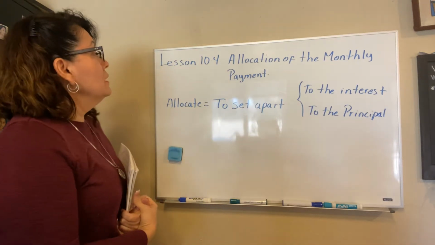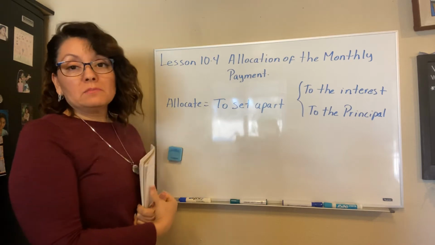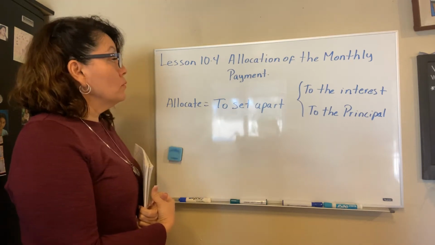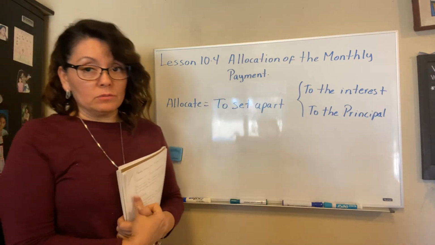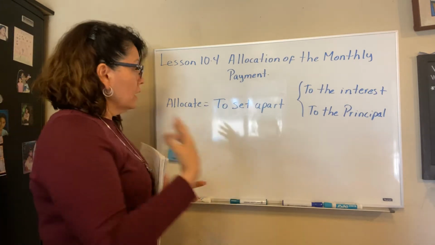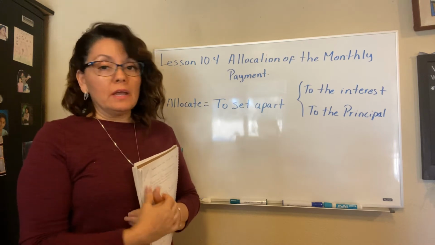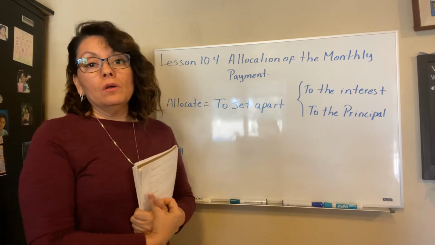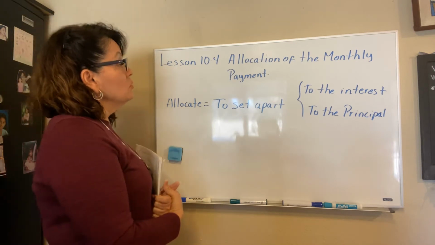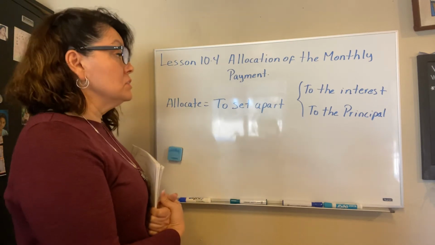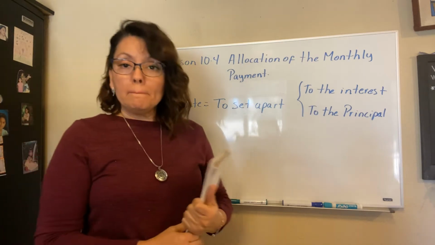What are we going to do today? We're going to do Business Math 2, lesson 10.4. Remember, in this lesson we're buying a house. So in this chapter we're learning everything you have to know about buying a house. In this lesson we're going to learn the allocation of that monthly payment.